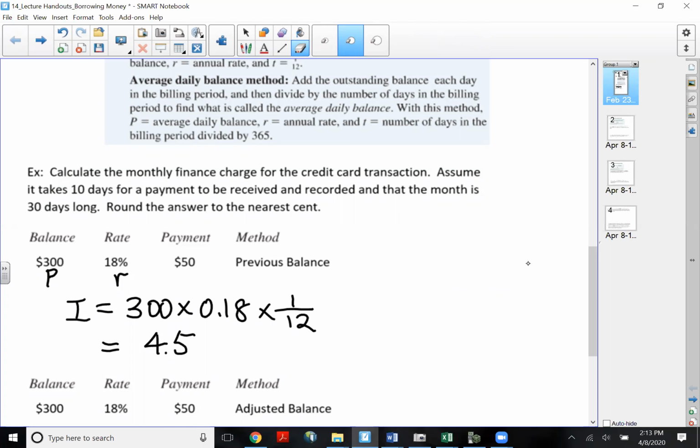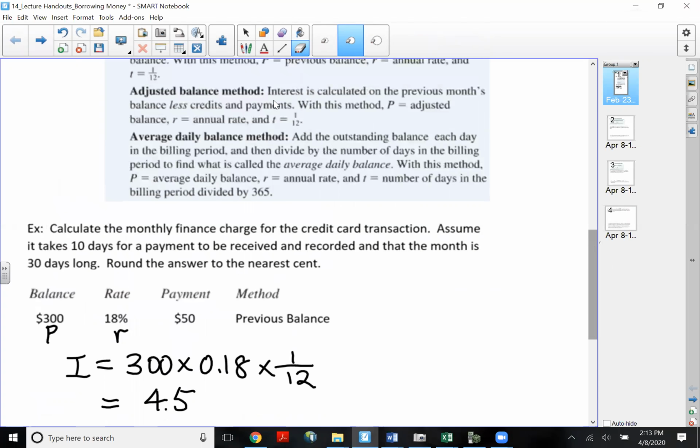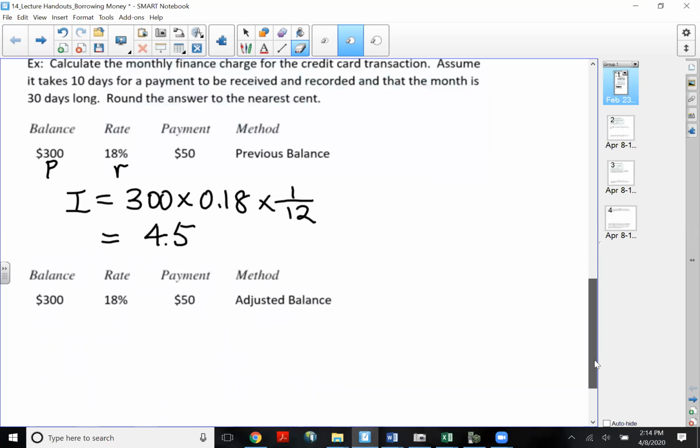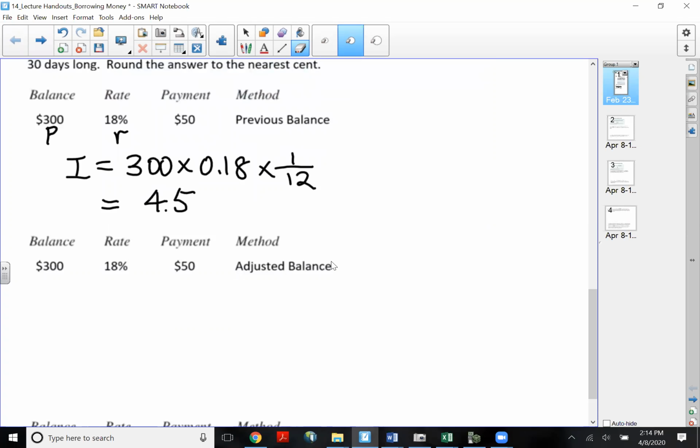All right, adjusted balance means, let's scroll back up here. Adjusted balance is where interest is calculated on the previous month's balance less credits and payments. So what I mean is the principal used is the one after you made a payment. When you hear the word adjusted in the business world, it means something has been subtracted. So for the adjusted balance, the new balance will be after the payment.